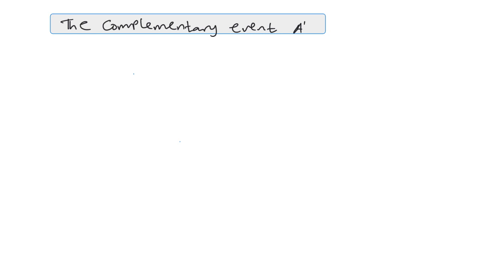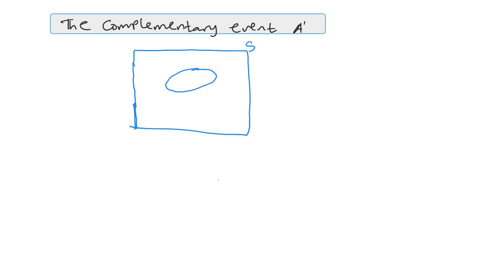So we said last time that we can represent the sample space and an event by using Venn diagrams. If you have a Venn diagram, then this rectangle is representing the sample space S, and an event is a subset of the sample space. This is A. Now, outside the A is what we call the complementary event, A complement.